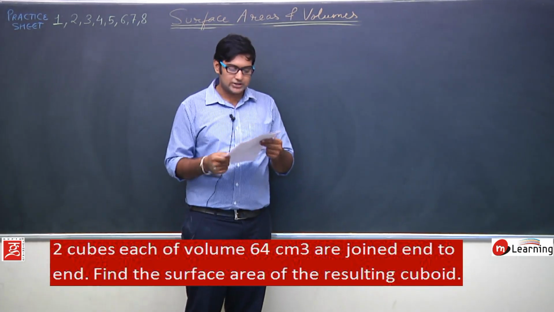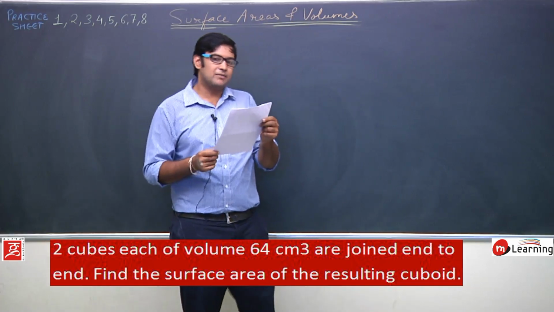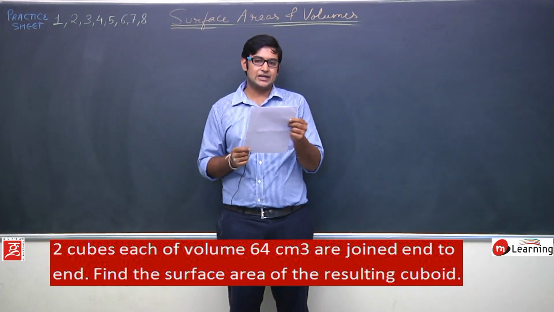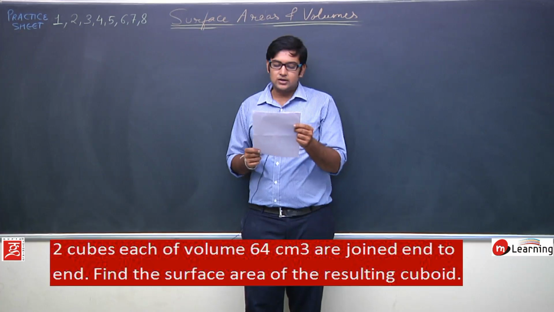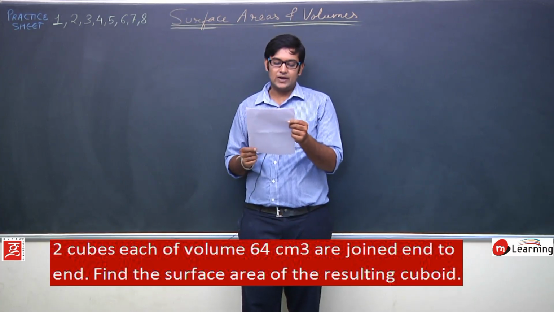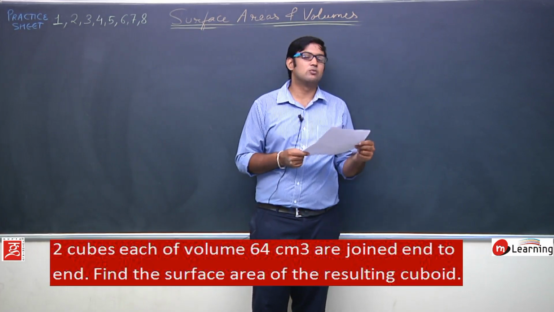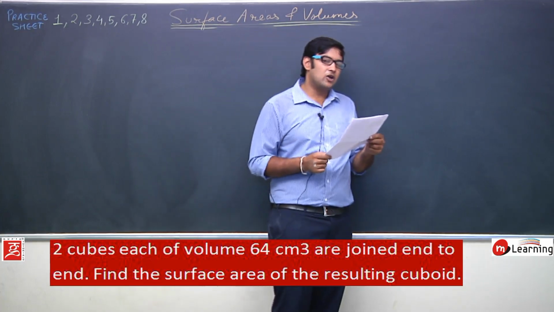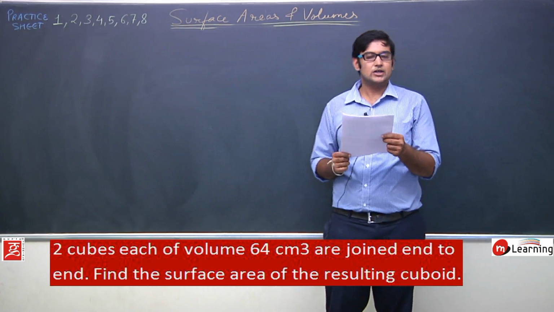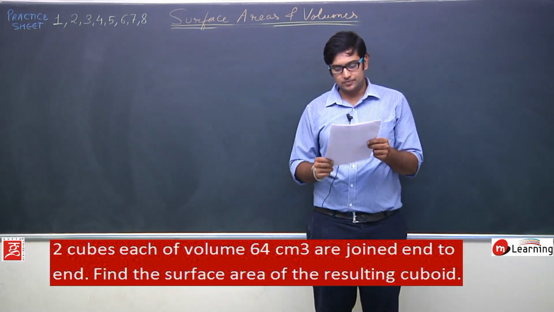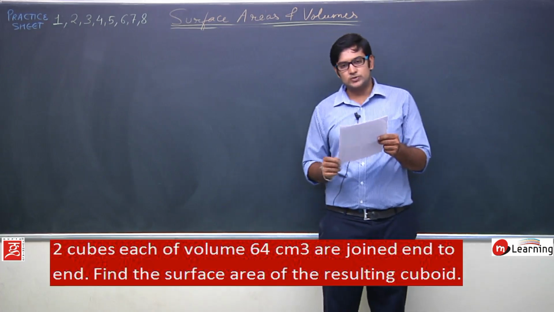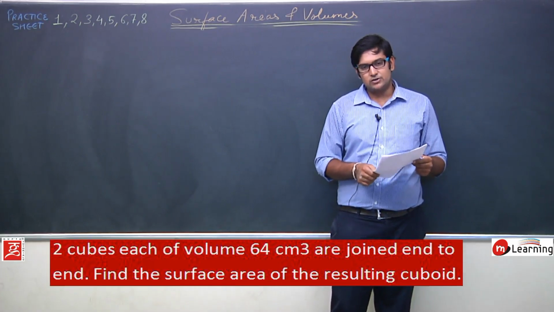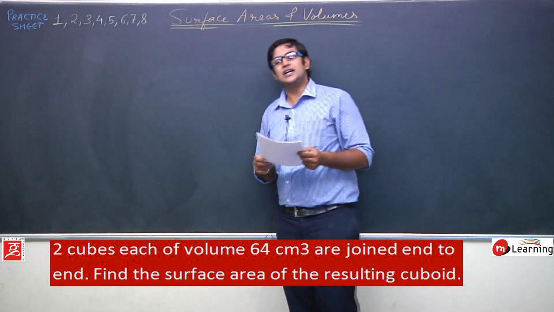We will solve question number 1 from the practice sheet. Question number 1 says: 2 cubes each of volume 64 centimeter cube are joined end to end. Find the surface area of the resulting cuboid. Okay, so the question is very simple, that there are 2 cubes and the volume of each cube is 64 centimeter cube. So there are 2 different cubes and these 2 cubes are joined end to end to form a cuboid. We need to determine the surface area of the resulting cuboid.